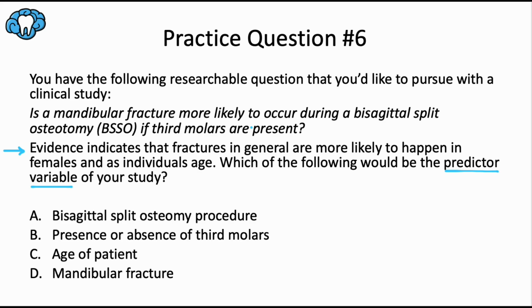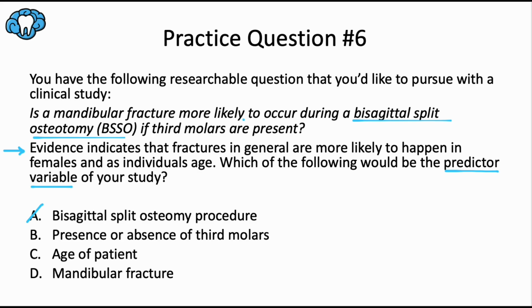This is the first step of a nascent research project. And so you can see that everyone that we're looking at here is going to have a bisagittal split osteotomy. Otherwise, the research really isn't going to work at all. So a BSSO here is basically a constant. All of the human subjects would have this and nothing changes about it. So this is not a variable at all. We can rule out A from the possible choices.